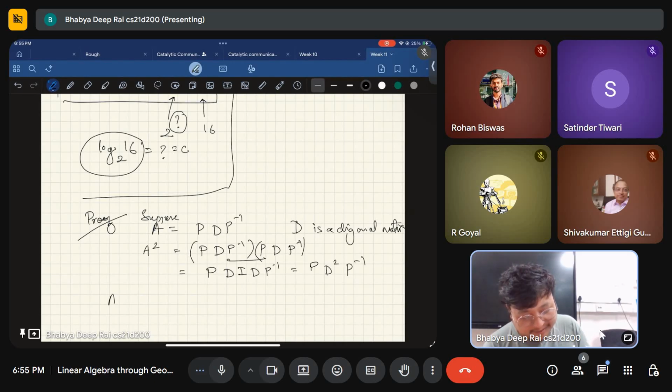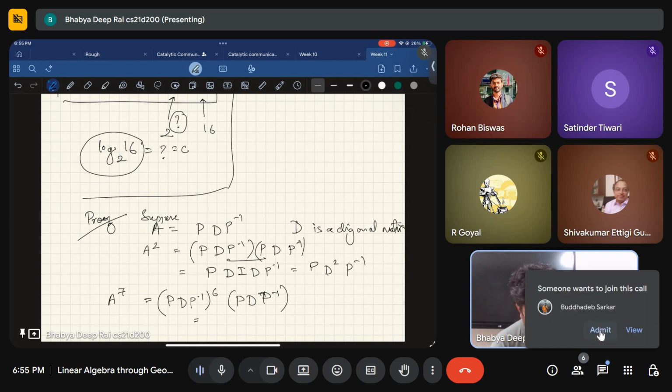Let's say you have something more non-trivial, that is A to the 7. Then this can always be written as PDP inverse to the power 6 times PDP inverse, because A can be written as PDP inverse. Now what you do is you do the same thing.